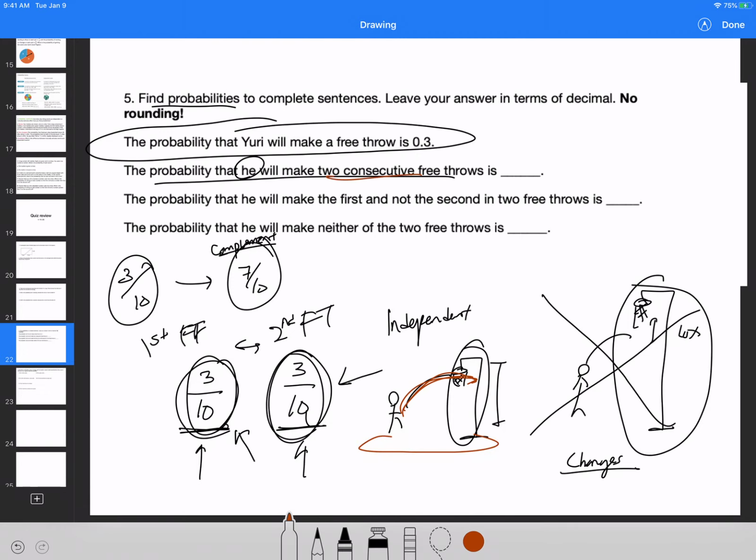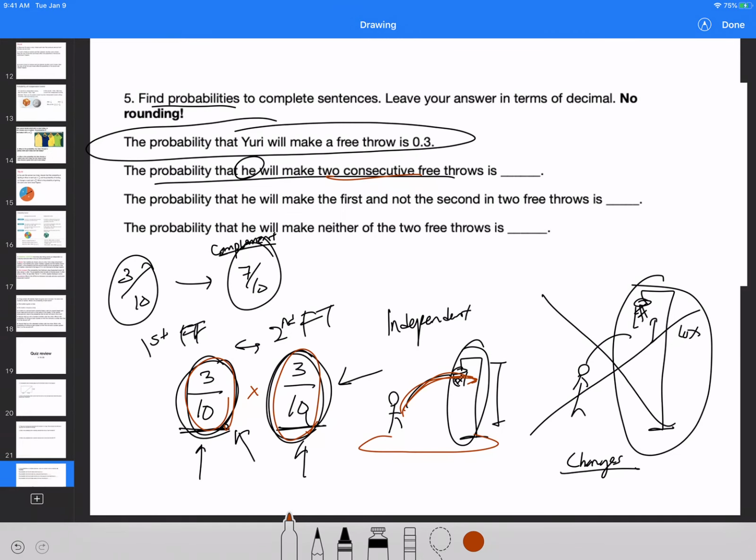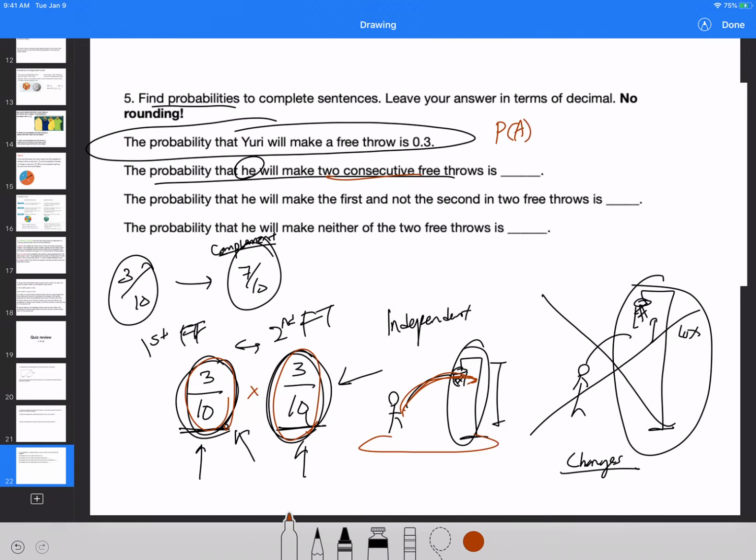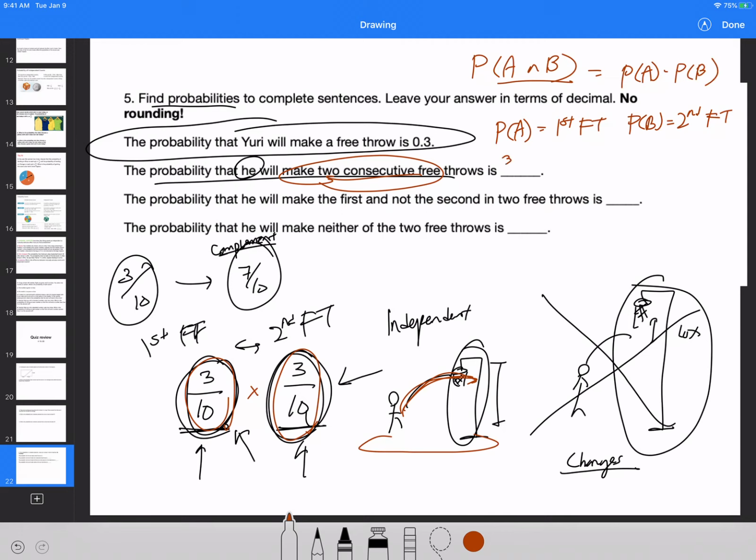So the probability that he will make 2 consecutive free throws is simply 3 out of 10 for the first time, 3 out of 10 for the second time. And what do you do with these two? You multiply them. Remember, if it's an independent event, the probability of A and B happening is probability of A times probability of B. What is it in this case? The probability of A is making the first free throw. Probability of B is making the second free throw. If they are both making it, the probability of A and B, in other words, they're both making 2 free throws, is the probability of A times probability of B. So it's 3 out of 10 times 3 out of 10, which would give you 9 out of 100.